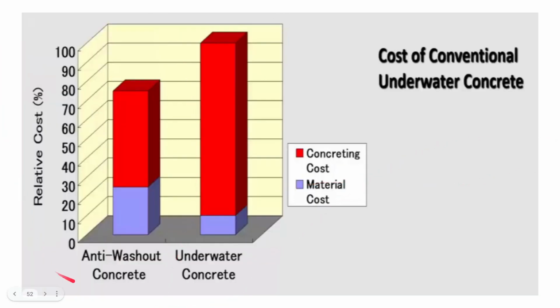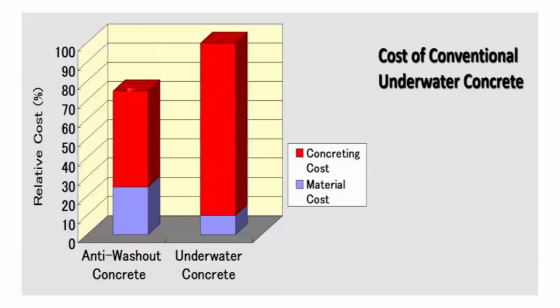So as I told you just now, if you compare anti-washout concrete with underwater concrete, what we will see is that the material cost of anti-washout, basically the viscosity agent, is very high. It is almost 3 times that of normal ordinary underwater concrete. But if you see the concreting cost, it is only 50% as compared to 90%. So it is almost half of the concreting cost.